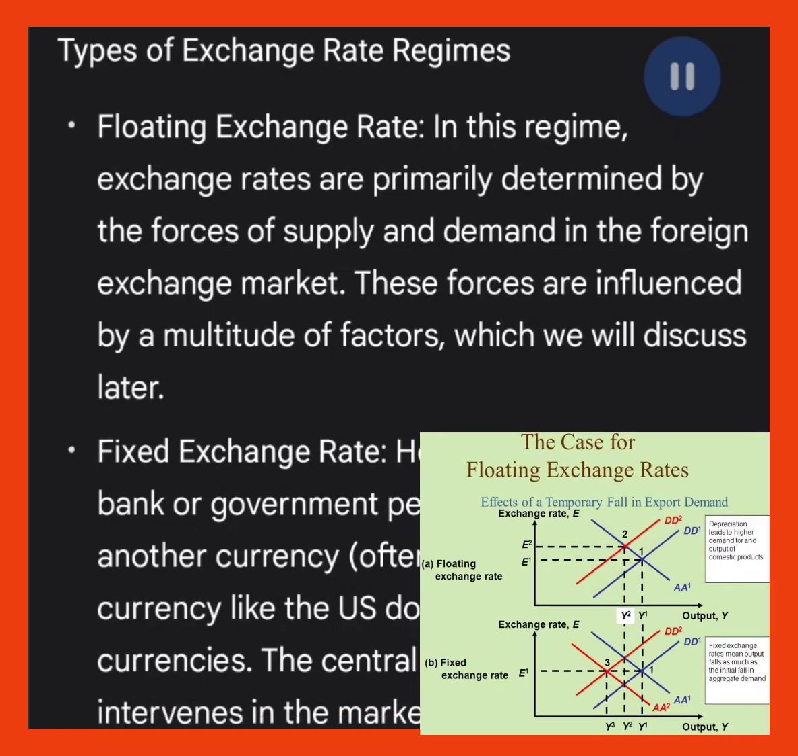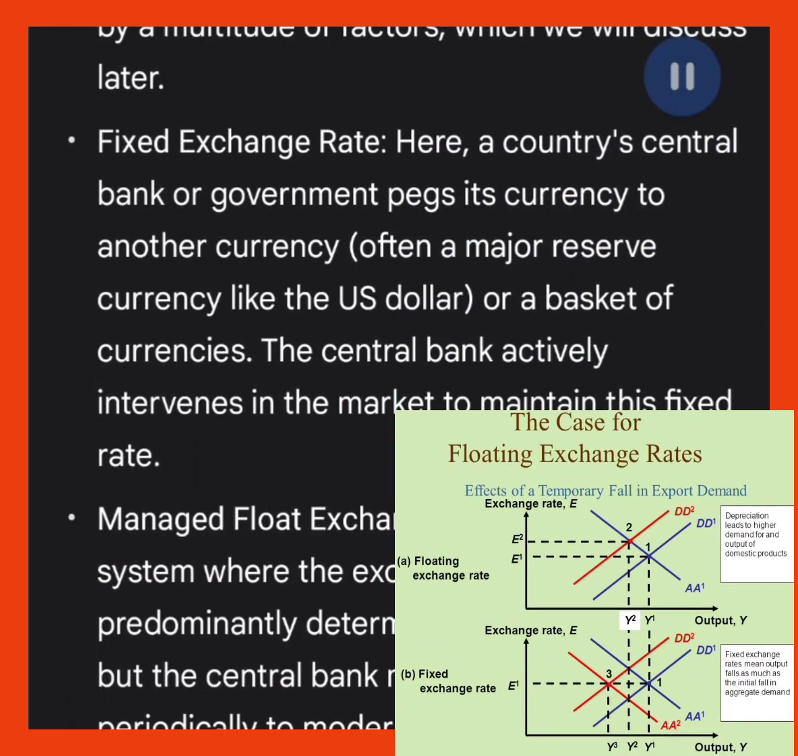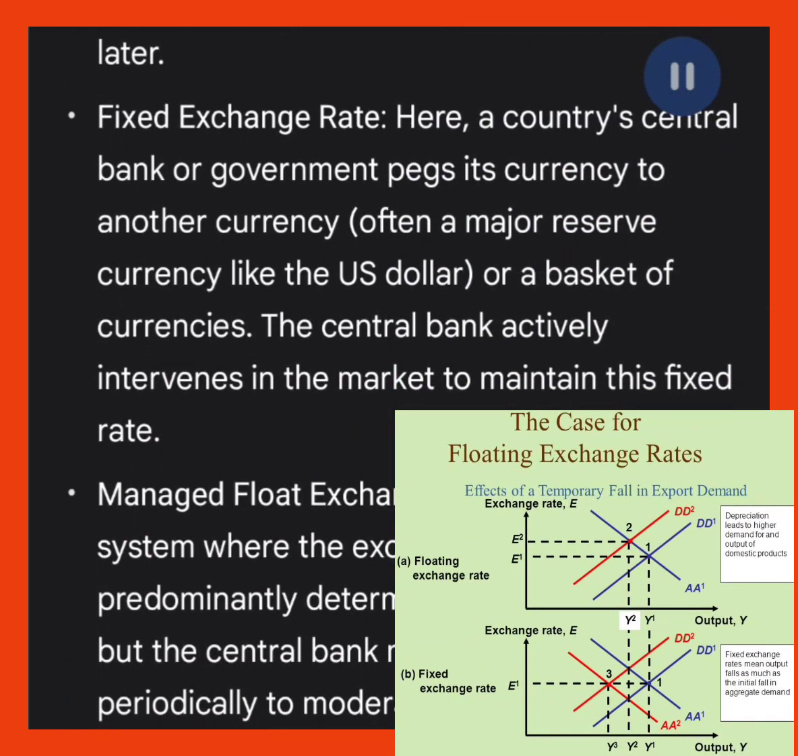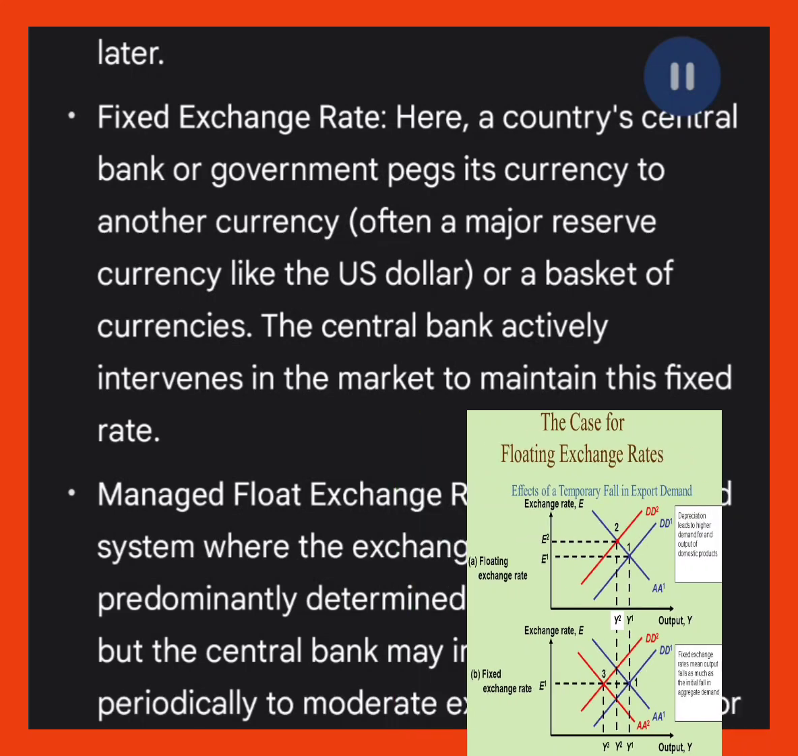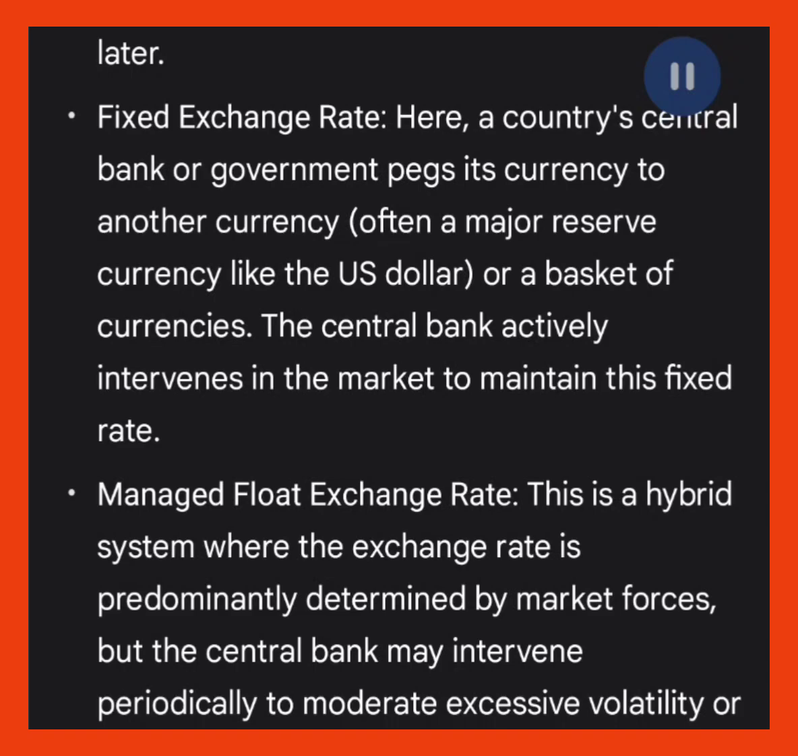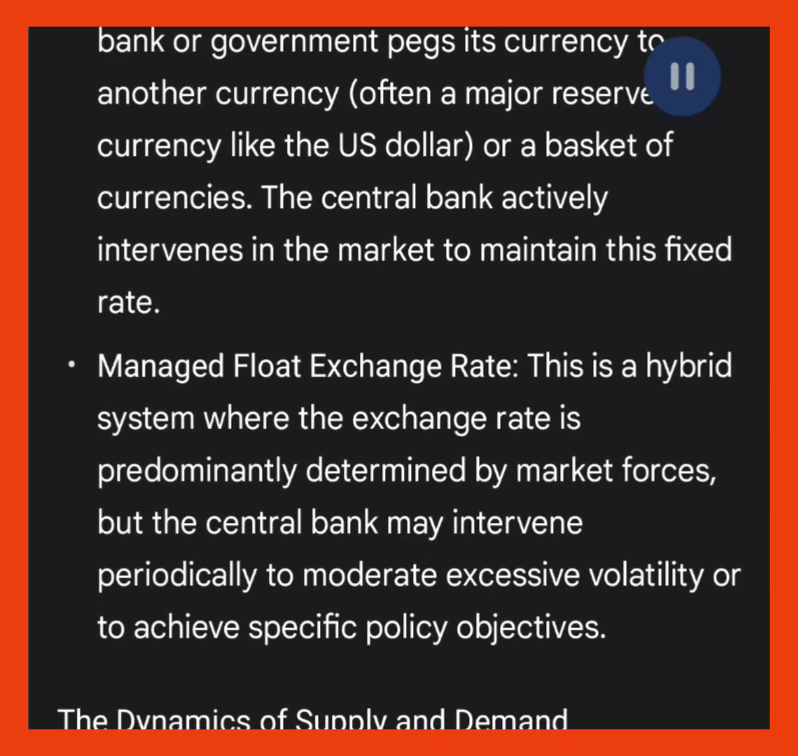Fixed exchange rate. Here, a country's central bank or government pegs its currency to another currency, often a major reserve currency like the US dollar, or a basket of currencies. The central bank actively intervenes in the market to maintain this fixed rate.